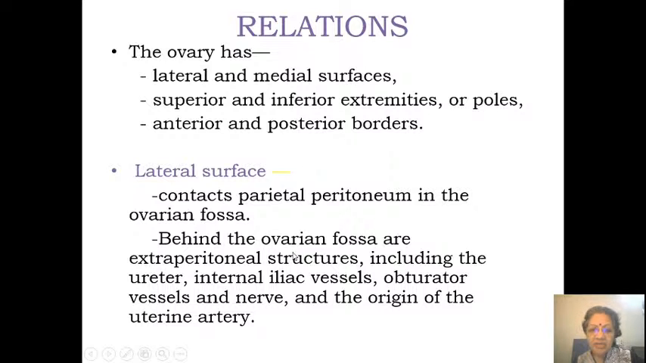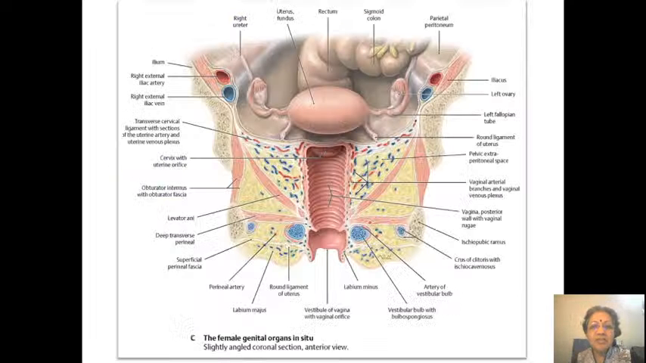So the lateral surface contacts the parietal peritoneum in the ovarian fossa, and behind that there are extraperitoneal structures including ureter, internal iliac vessels, obturator vessels and nerve, and origin of the uterine artery. All of these are very important.